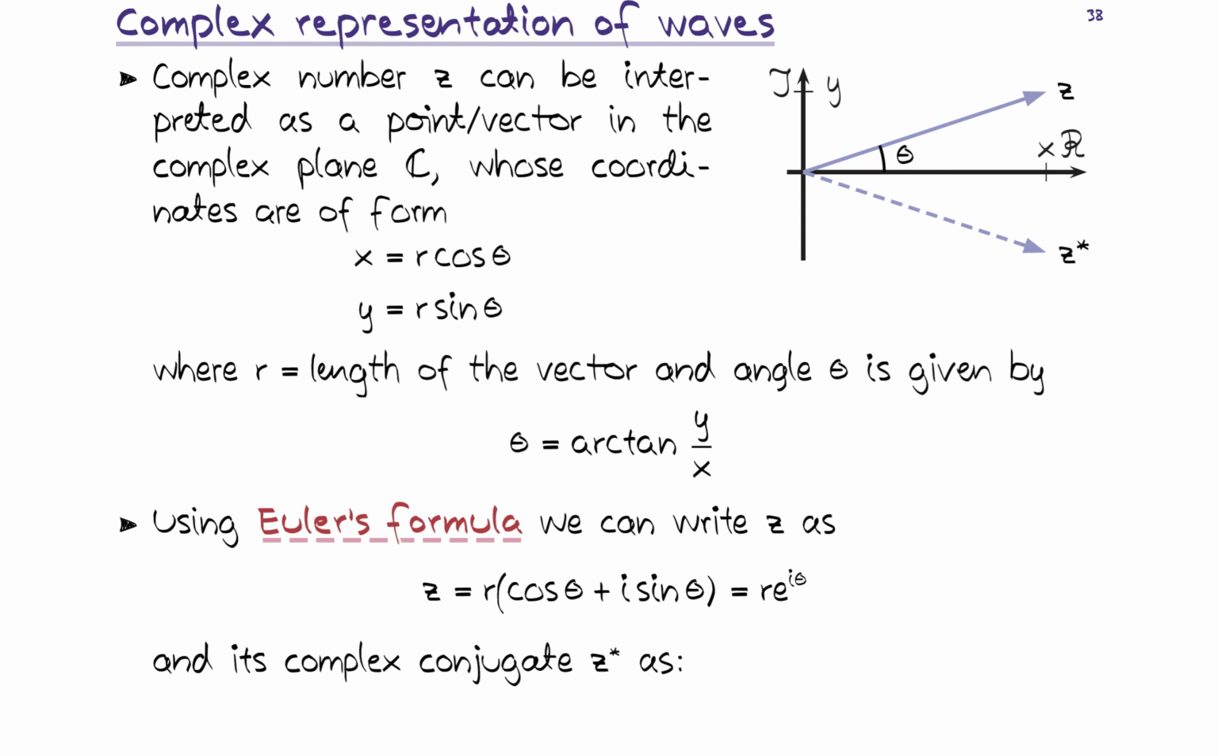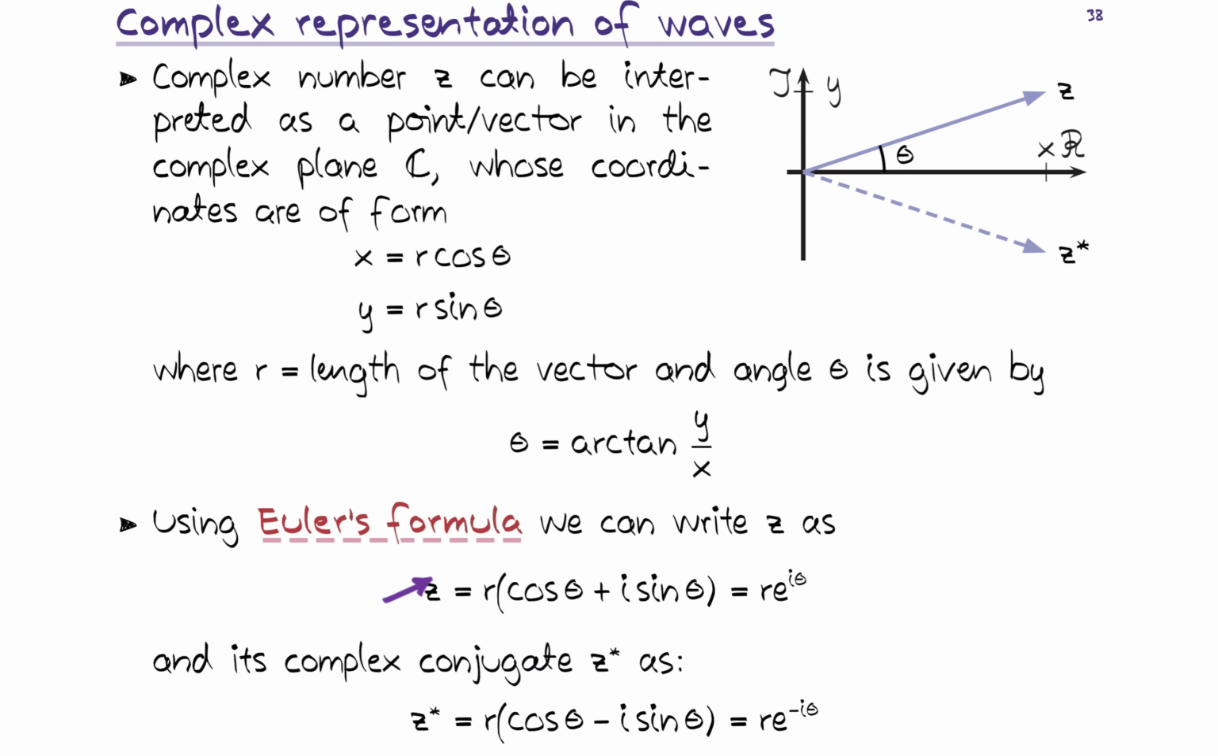And the complex conjugate of z, so z star, can similarly be written as r times cosine theta minus i times sine theta. So now we just replace the plus sign here with the minus sign, because we just want to flip the number with respect to the imaginary part. And then simply we have a minus sign in the exponent when we want to calculate the complex conjugate.